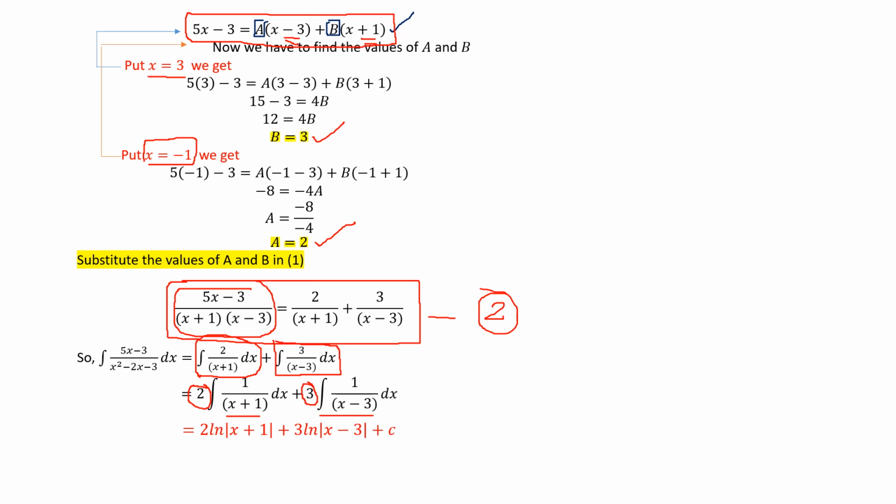It is easily observed that the integration of 1 over x plus 1 is ln of the absolute value of x plus 1, and 1 over x minus 3 is ln of the absolute value of x minus 3. So this is our final answer: 2 times ln the absolute value of x plus 1 plus 3 times ln the absolute value of x minus 3 plus c. Thank you.